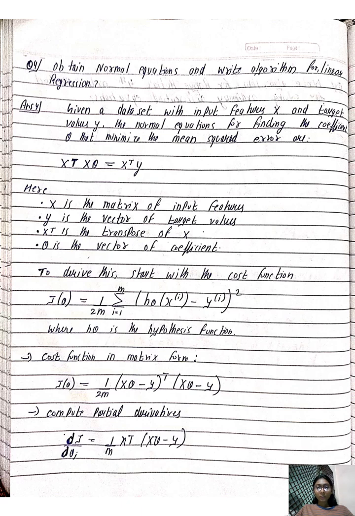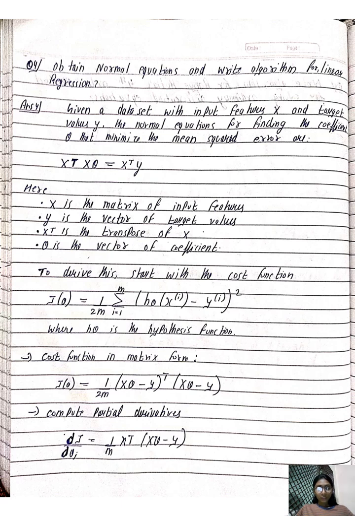The normal equation for finding the coefficient theta that minimizes the mean squared error is X transpose X theta is equal to X transpose y. Here X is the matrix of input features and y is the vector of target values. X transpose is the transpose of X and theta is the vector of coefficients. To derive this, start with the cost function.